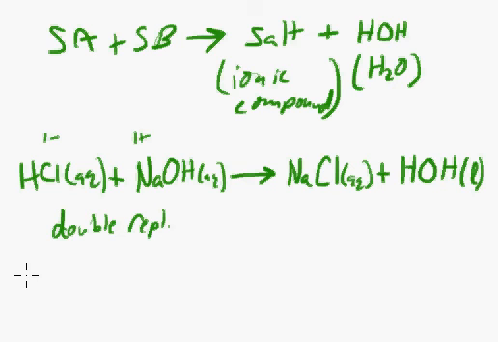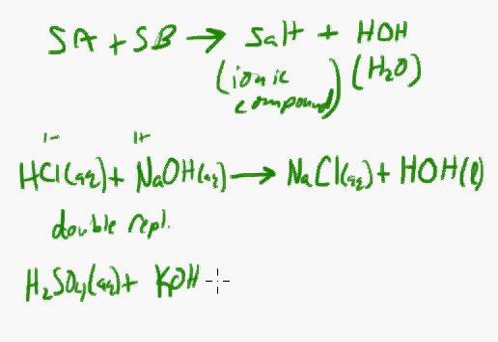Let's try another reaction, another strong acid, strong base reaction. Let's take some sulfuric acid, H2SO4, and let's react it with another strong base, KOH, potassium hydroxide. So again, we're going to have a double replacement reaction. This ionic compound is going to react with this ionic compound. So the hydrogen will replace the potassium, and the potassium will replace the hydrogen.